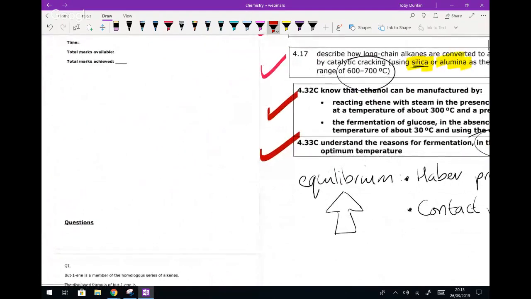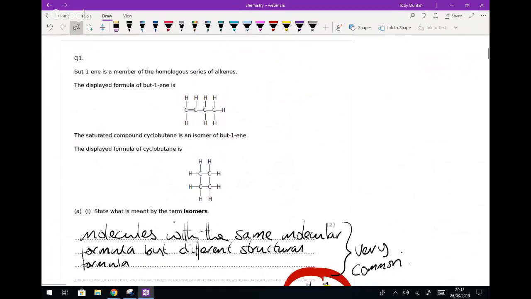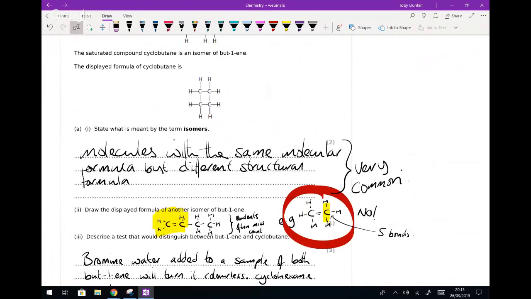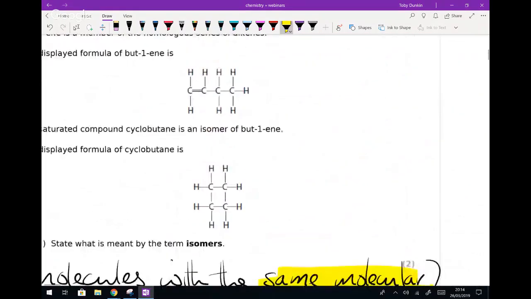Let's quickly run through our paper, folks. Nice to see this really has focus. These are real questions from exam papers, and of course, the big focus is on organics now. Say what is meant by the term isomers. Molecules with the same molecular formula, but different structural formulae.